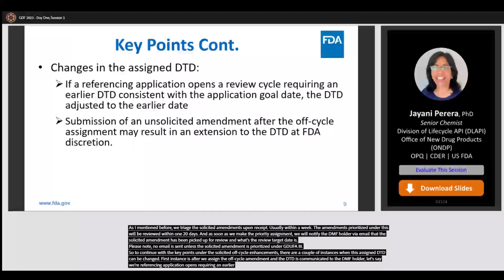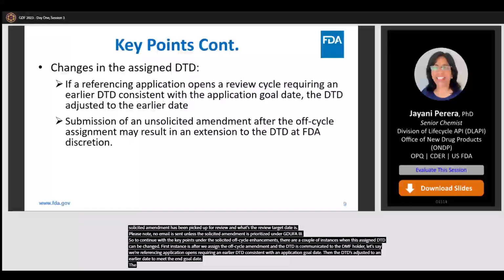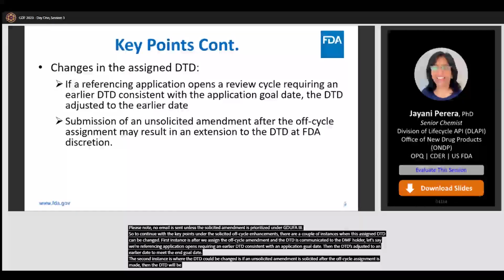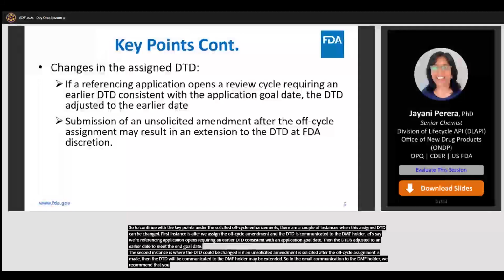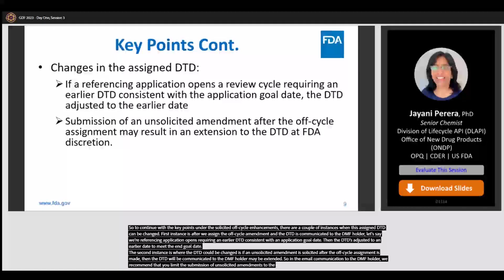The second instance where the DTD could be changed is if an unsolicited amendment is submitted after the off-cycle assignment is made. Then the DTD we communicated to the DMF holder may be extended. So in the email communication to the DMF holder, we recommend that you limit the submission of unsolicited amendments to the DMF while the solicited amendment is being assessed. This is actually to facilitate the completion of the DMF assessment.